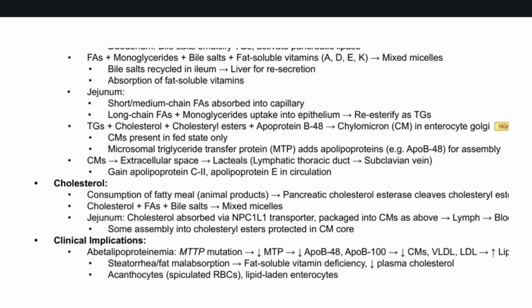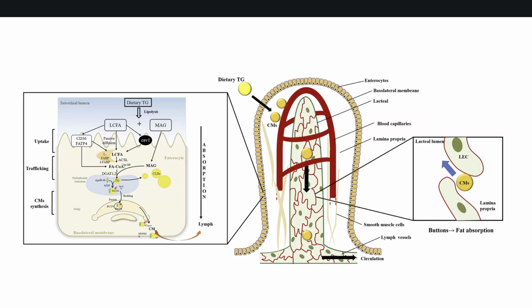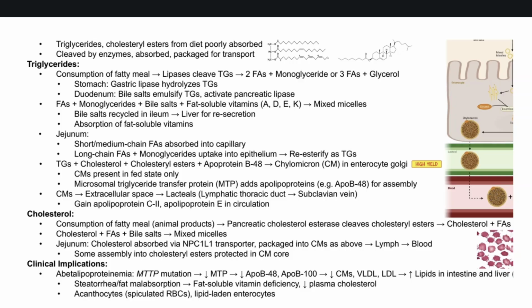Long chain fatty acids plus monoglycerides are taken up into the epithelium and reesterified to triglycerides. So what's essentially happening is you're taking triglycerides, you're breaking them down, you're taking them in, so it crosses that cell membrane, and once they're inside, you undergo reesterification, right? You make the triglycerides again, and then you package them into chylomicrons, and then you send them out into the bloodstream. Okay, a couple of important points for triglycerides is this protein right here, MTP, microsomal triglyceride transfer protein, right?